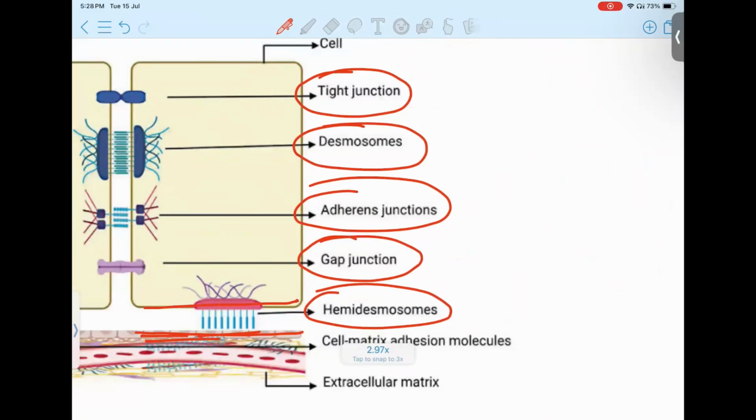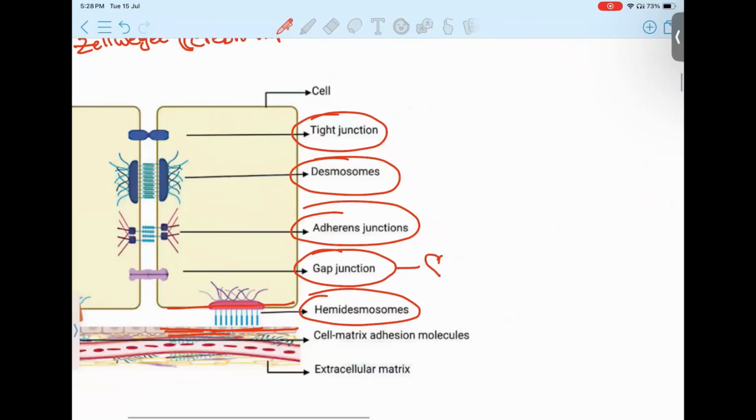Gap junctions are commonly seen in your heart. The cardiac muscle myocytes are most commonly attached to each other with gap junctions, with the help of your connexin. And the adherent junctions, which are also known as the cadherin junctions, are associated with the connection between two types of cells.